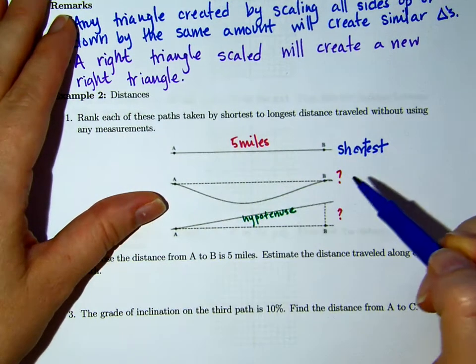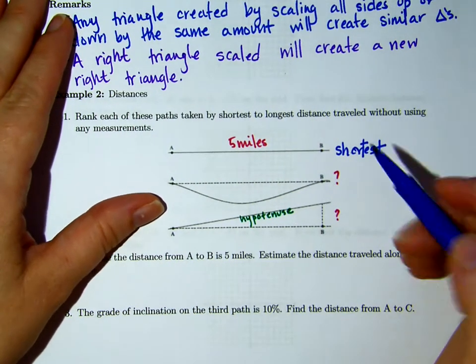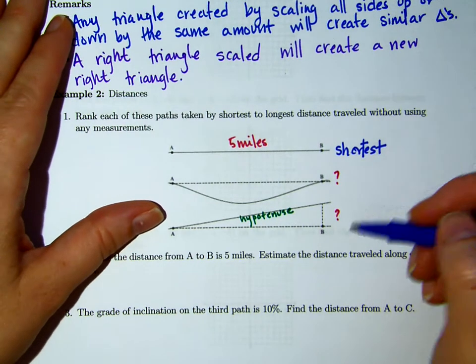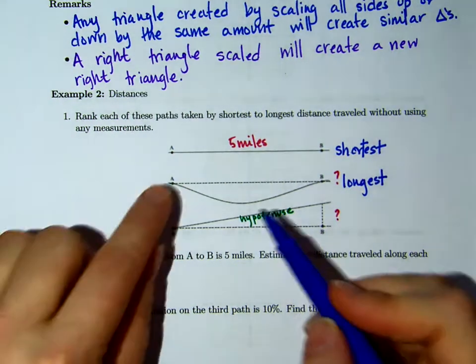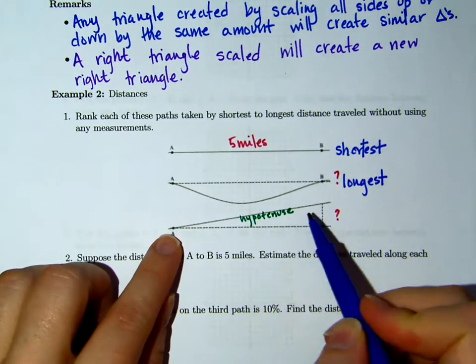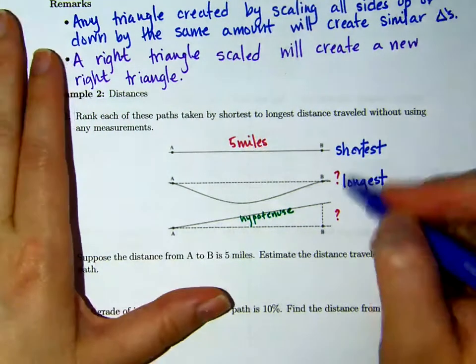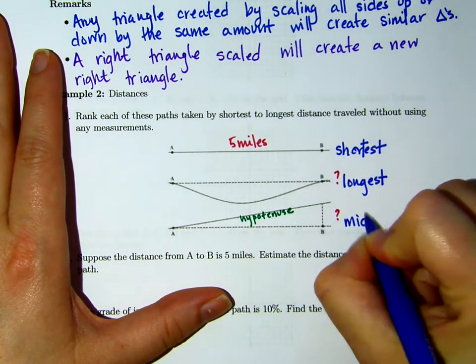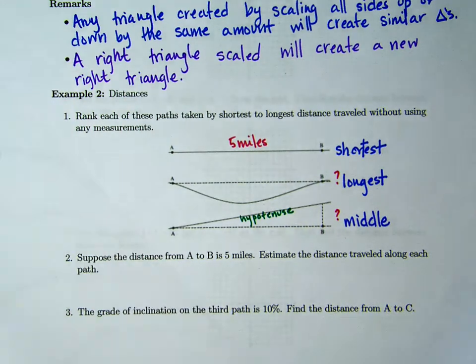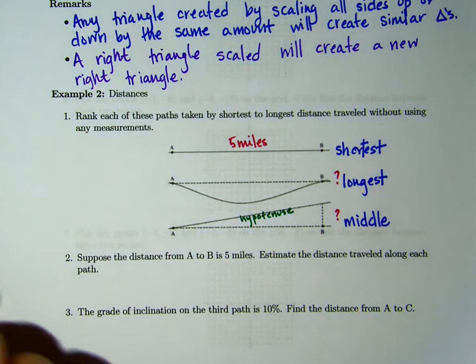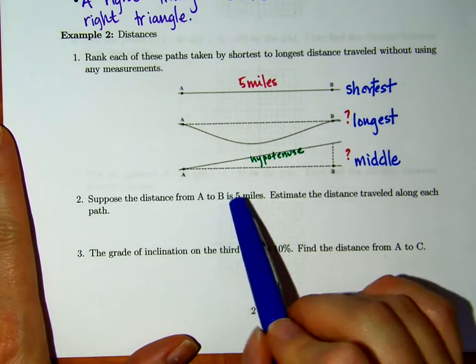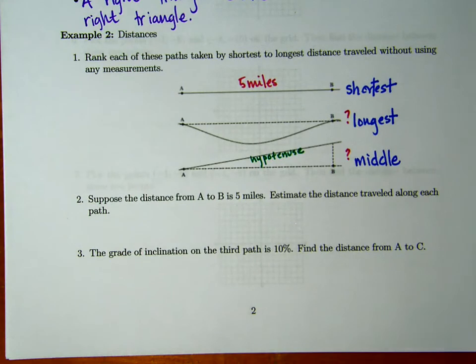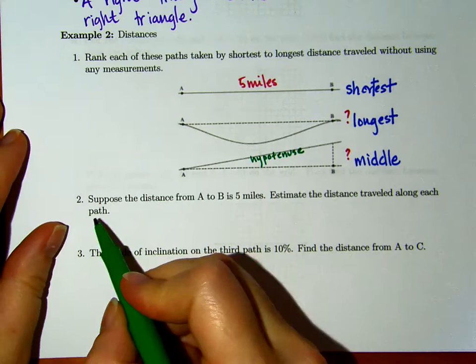Okay. Rank each of these without using any measurements. Well, there's probably going to be some error in here, but I look at how much pitch this has, and it was similar to this. So I'm thinking that one's the longest, and this one is medium. Fair to medium. Okay. Suppose the distance from A to B is 5 miles. Okay, I've marked it. And estimate the distance traveled along each path.